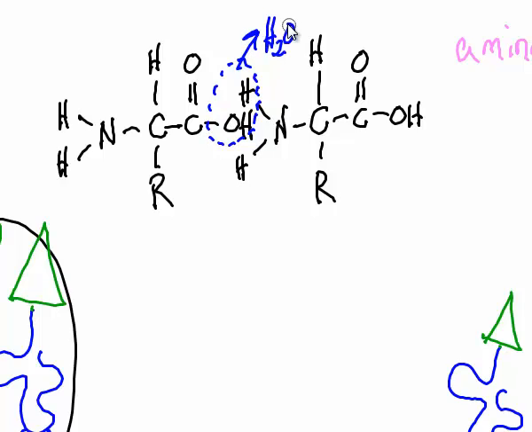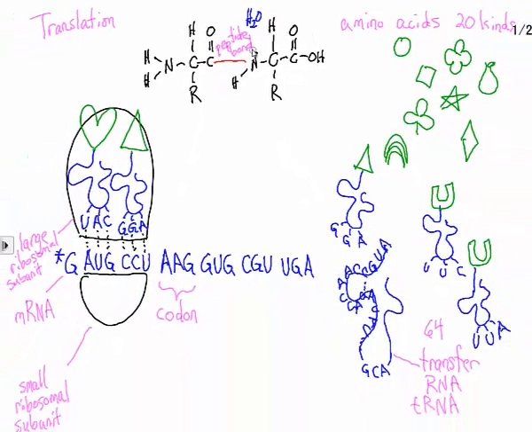Once the dehydration reaction occurs, the carbon and the nitrogen bond together, forming a peptide bond. It's just a covalent bond between a carbon and a nitrogen, but because it's in a protein, they give it a special name and call it a peptide bond. So that's how amino acids really bond together to begin forming a protein.